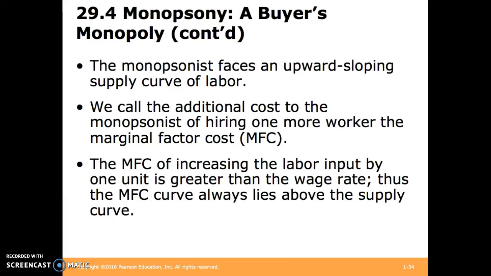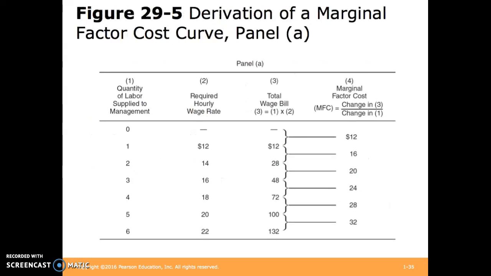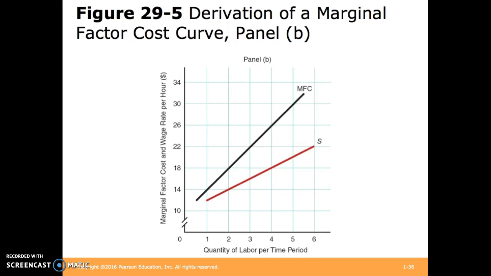We call the additional cost to the monopsonist of hiring one more worker the marginal factor cost. The marginal factor cost of increasing the labor input by 1 unit is greater than the wage rate. Thus, the marginal factor cost curve always lies above the supply curve. In panel A, we see the quantity of labor supplied and the corresponding required hourly wages along with the calculations for marginal factor cost. Here in panel B, we have those graphed.